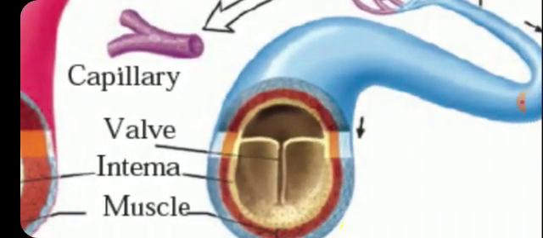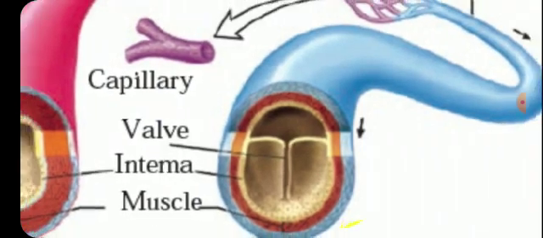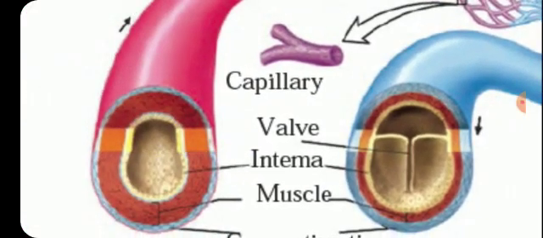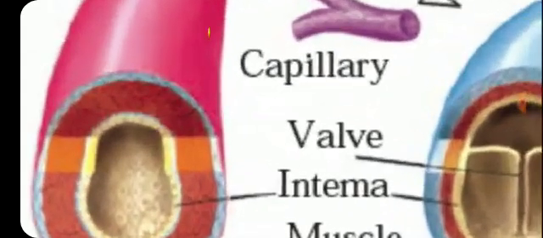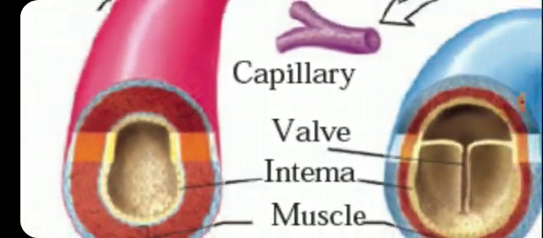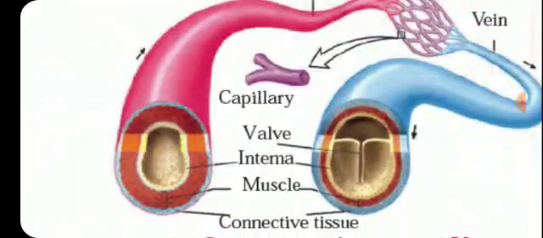Here you can see valve is present in veins and in arteries there is no valve. The walls of arteries are thick and veins are thin walled. There is maximum blood pressure in the arteries and there is minimum blood pressure in the vein.